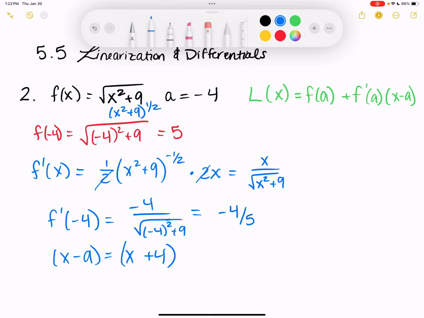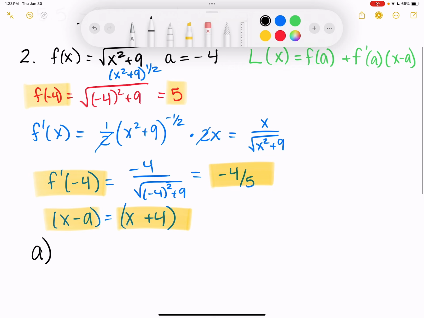So I have all my necessary pieces now. I've got f of negative 4, I've got f prime of negative 4, and I have x minus a as well. So now I can actually do part A of the problem. Oh, not that. All right, so part A is just to write the linearization, which is L of x equals 5 plus, or I guess in this case it's minus, because it's minus 4/5. So minus 4 over 5 times x plus 4.